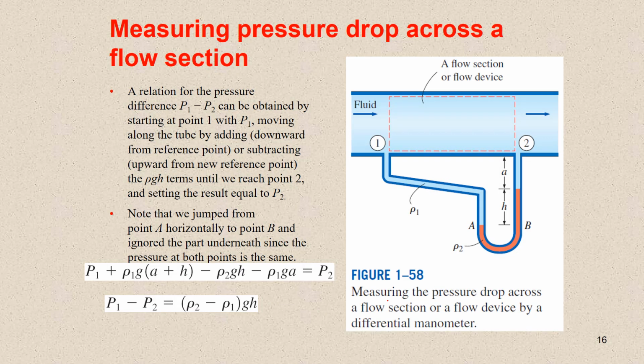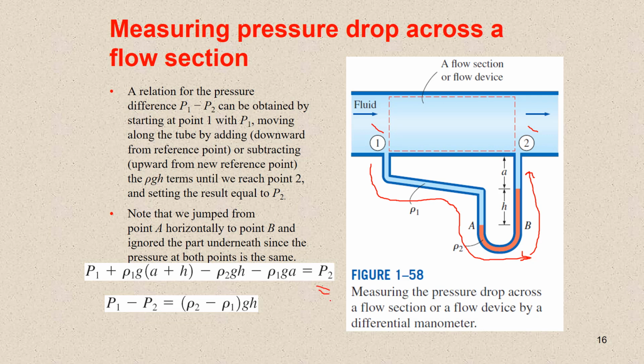Let's see how to measure the pressure drop across a flow section. In this case, a relation for the pressure difference P1 minus P2 can be obtained by starting at point 1 with the pressure P1 and moving along the tube, adding the rho gh terms while you are traveling downward from a reference point, or subtracting them when you are traveling upward, until we reach point 2. And then setting the result equal to the pressure at point 2, which is P2.